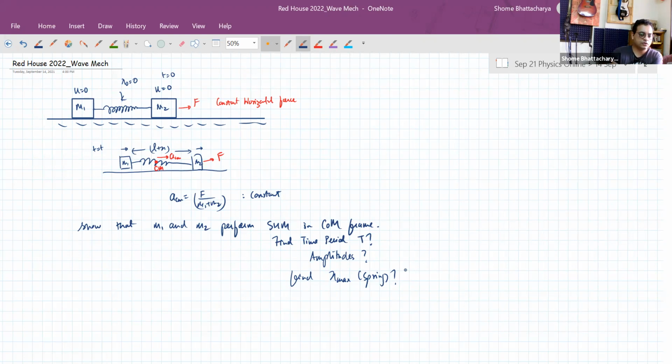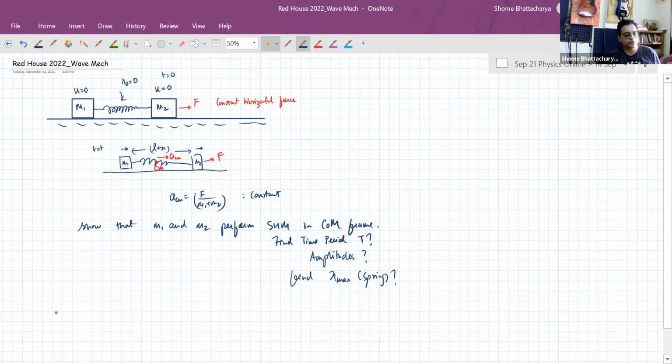And again, the procedure will be the same, that from the dynamics of each block in the center of mass frame, we'll be able to show that they are performing SHM. And from the initial conditions and all that, we'll be able to find the amplitude and phase constant. Okay, so just try this out from that context.